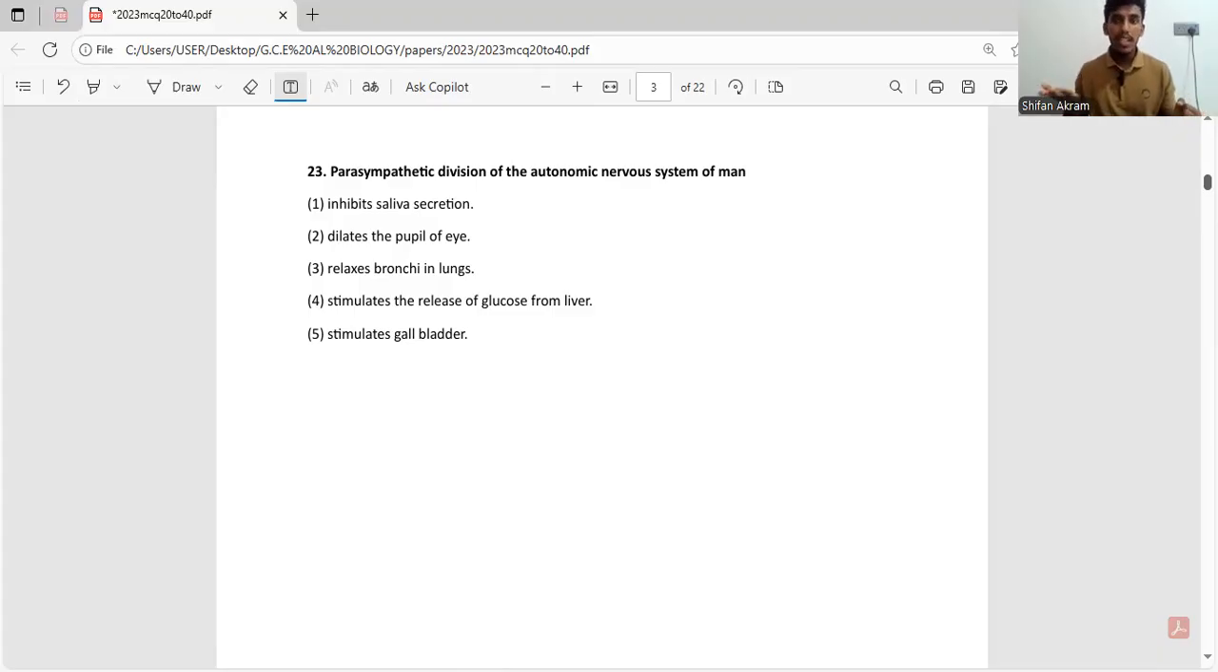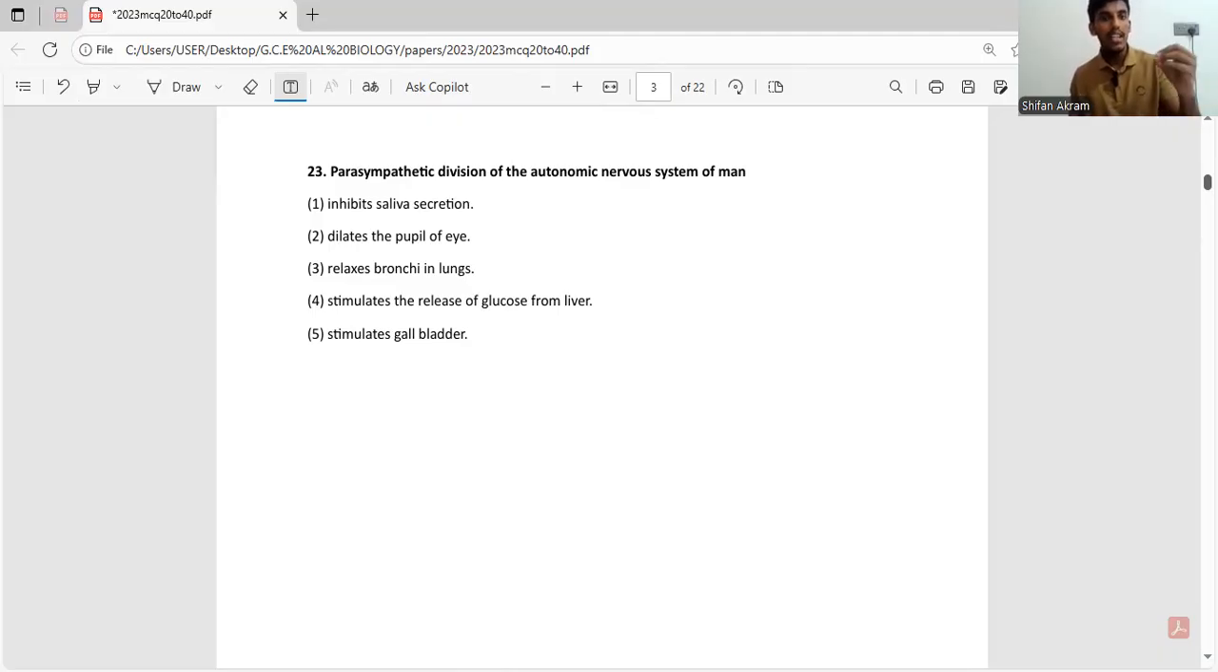Now, the sympathetic nervous system is activated during the fight or flight response, right? When our body is in danger, when we are stressed, when we are exercising. During all these times, the sympathetic nervous system is activated. The parasympathetic nervous system is activated when we are not in danger, during resting and digestion. We also call this the rest and digestion response, because the parasympathetic division usually stimulates digestion. Okay. Now let's go through all the answers.